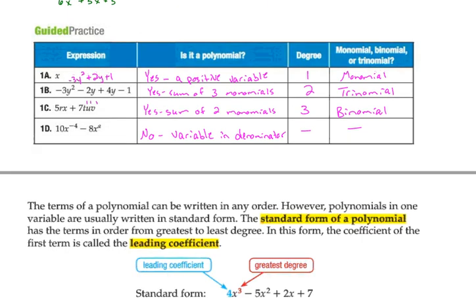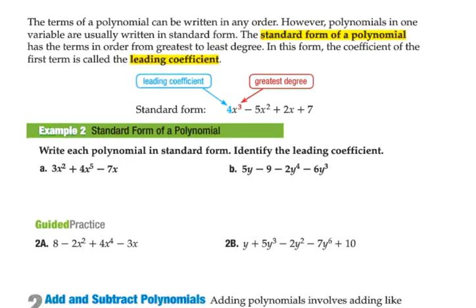Okay, moving on. A couple more vocab words. The terms of a polynomial can be written in any order. However, polynomials in one variable are usually written in standard form. So let's look at what standard form of a polynomial means. It has the terms in the order of greatest to least degree. So we've kind of talked about that earlier, that I like to have that x squared before the x before the constant. Again, greatest degree down in descending order.